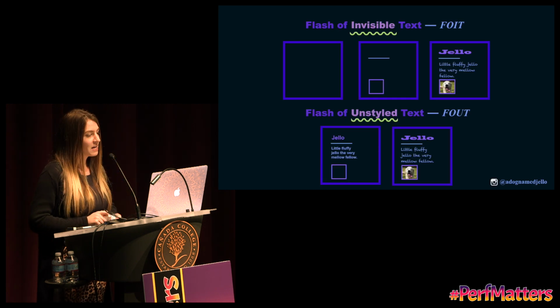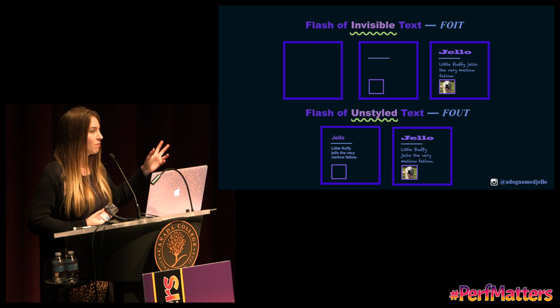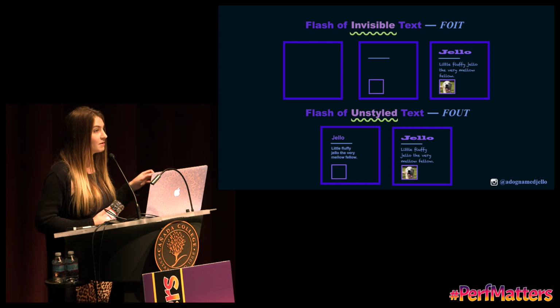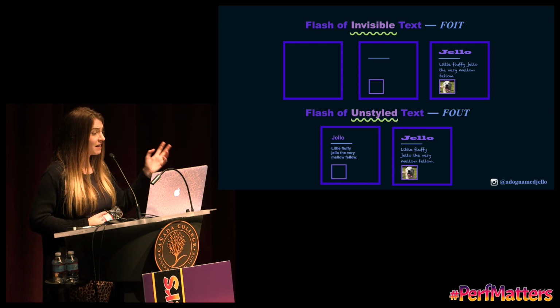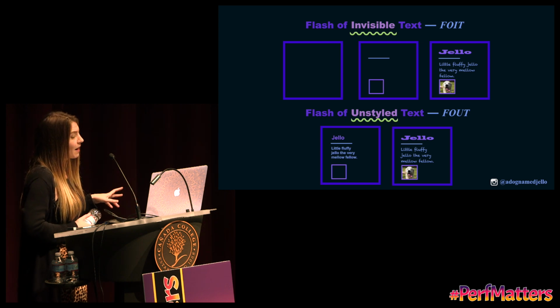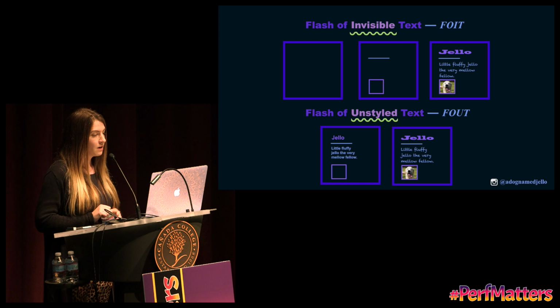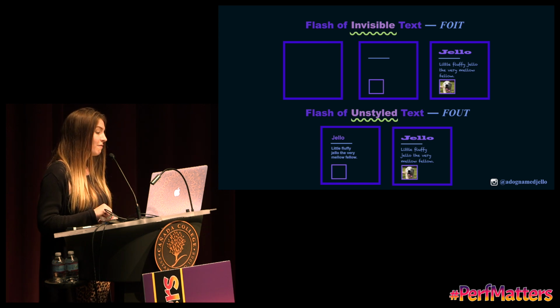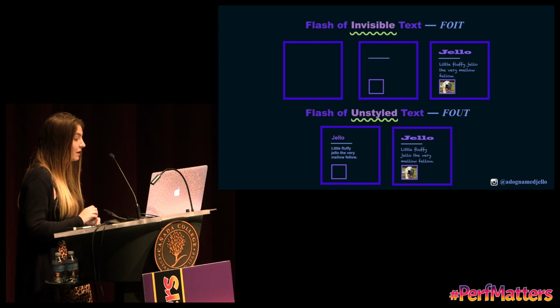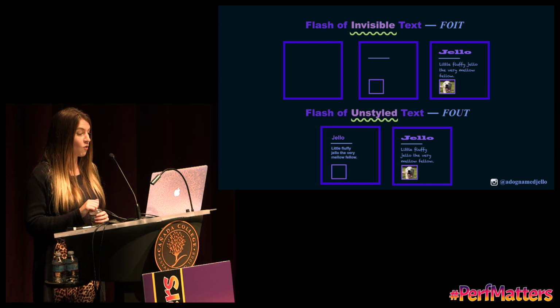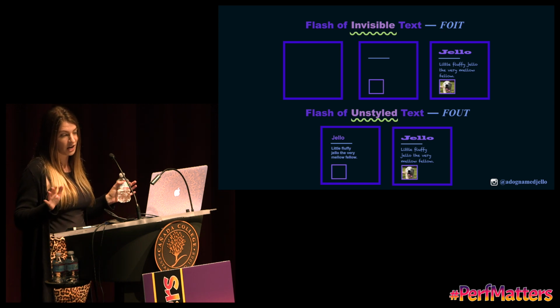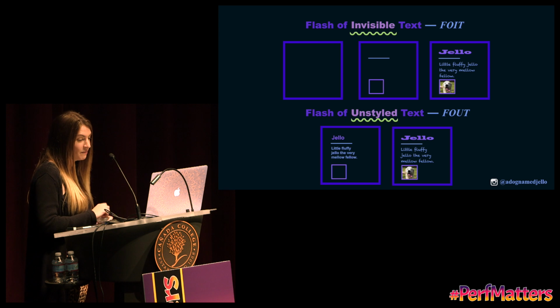So the flash of invisible text, for those that don't know, is when we block or delay the font from loading until it's available. And the flash of unstyled text is when we load a fallback and switch or swap to our custom font when they're ready. In my opinion, flash of unstyled text is a better experience than not being able to read content at all. You can argue with me about this later, but I think it's better.